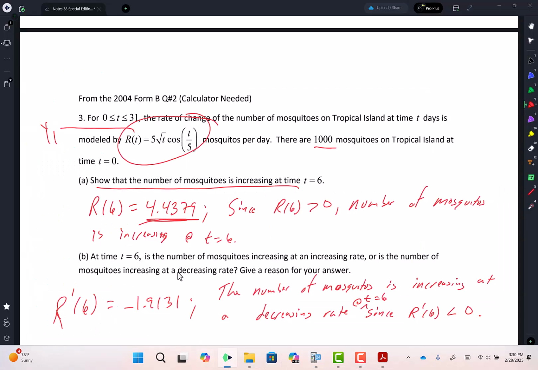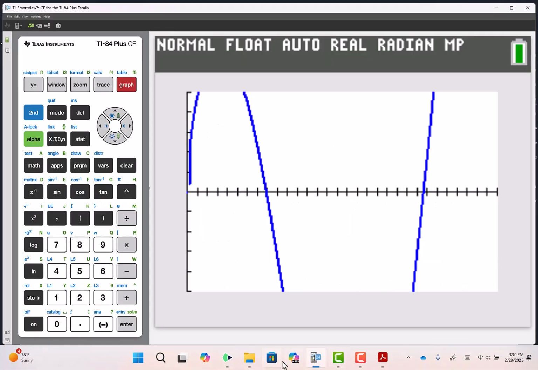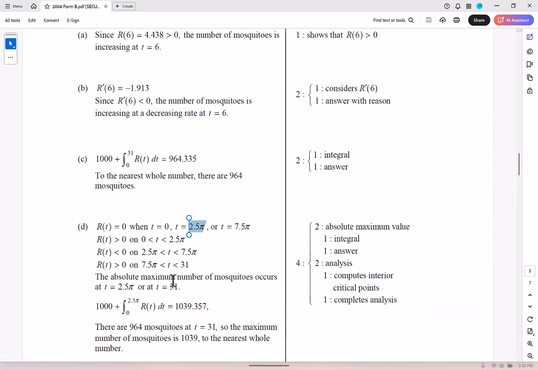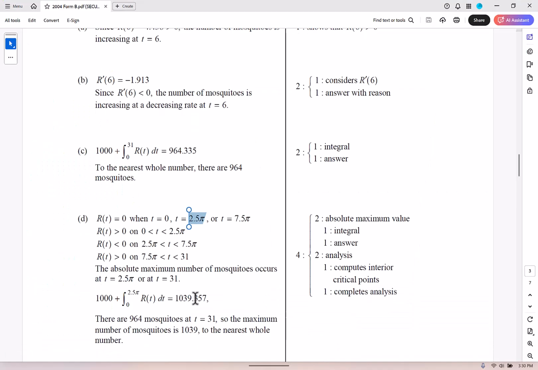But a table is perfect, I think. A table would have been perfect. So I don't know why they didn't do a table, but that's fine. And there it is, 1,039. There are 964 mosquitoes at t equals 31, so the maximum number of mosquitoes is 1,039 to the nearest whole number.